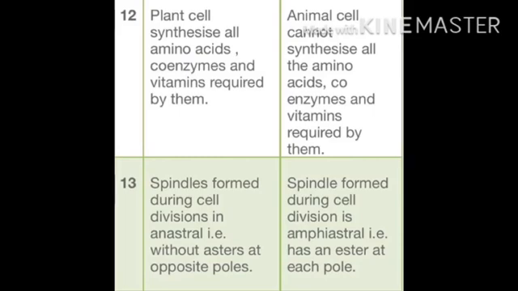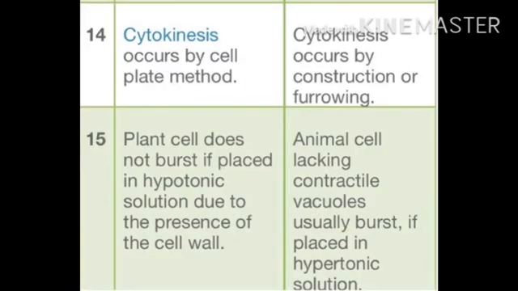amphiastral, that is, it has an aster at each pole. Cytokinesis occurs by the cell plate method in plant cells. Cytokinesis occurs by constriction or furrowing in animal cells. A plant cell does not burst if placed in a hypotonic solution due to the presence of the cell wall. An animal cell lacking a contractile vacuole usually bursts if placed in a hypotonic solution.